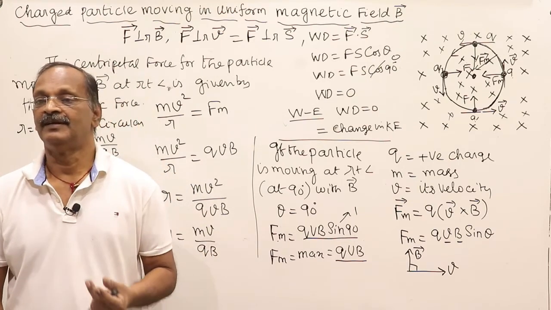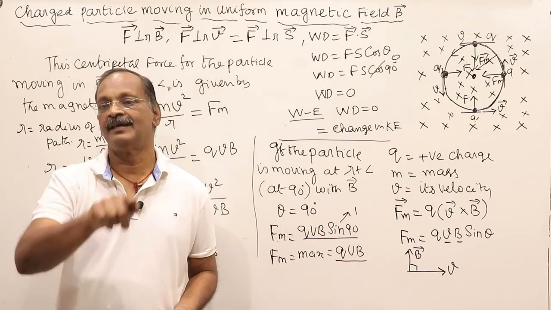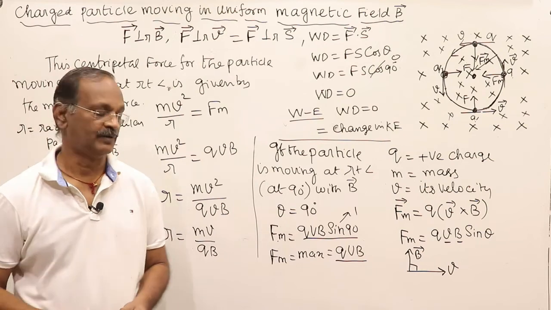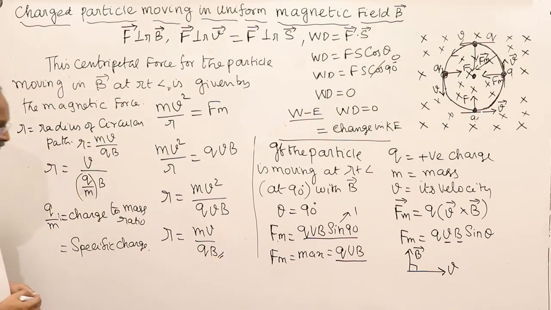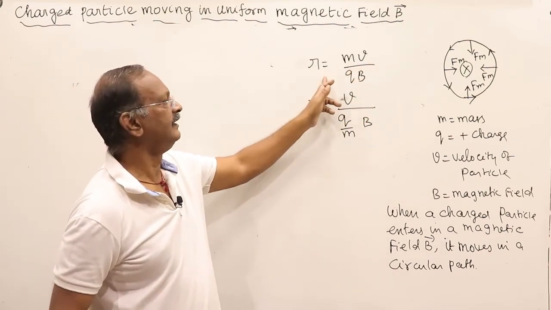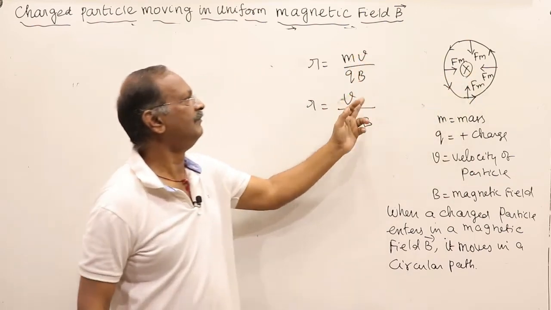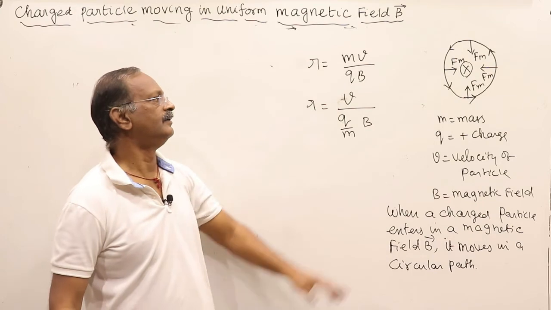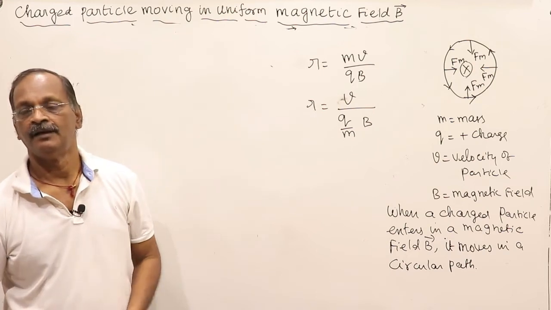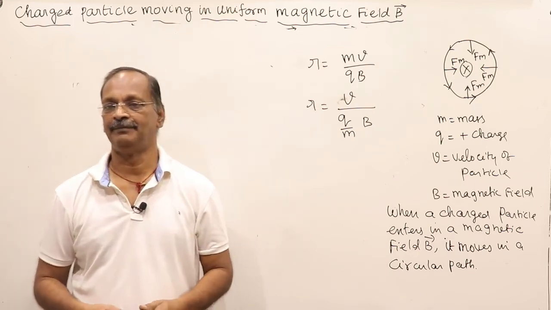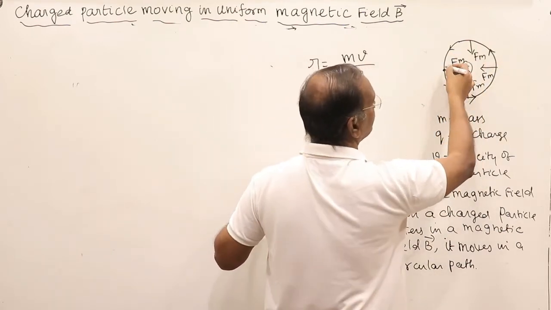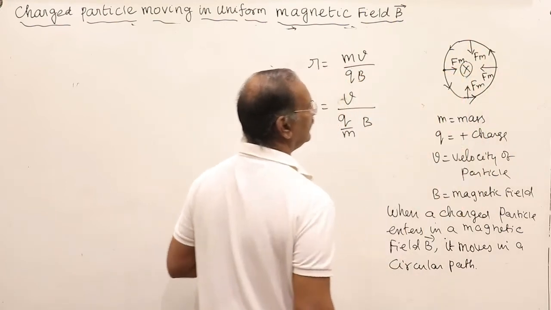Now we will find out the time period. When a body is moving in a circular fashion, it will have a time period, and it will have frequency, and it will have angular frequency also. So far we have seen all this. Now the radius of the circular orbit is given by mass into velocity divided by charge into magnetic field, or r is equal to velocity divided by q by m into B. Now since it is moving in the circular path, it will have a time period also. What is time period? If it is starting from here and makes one complete circle, what is the time to complete one cycle? That is called time period.